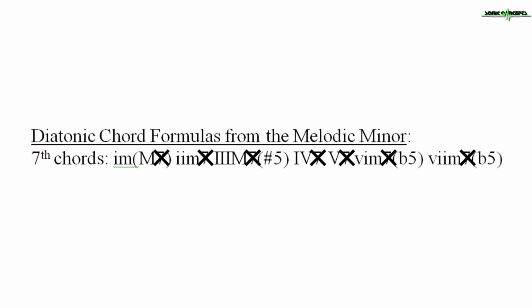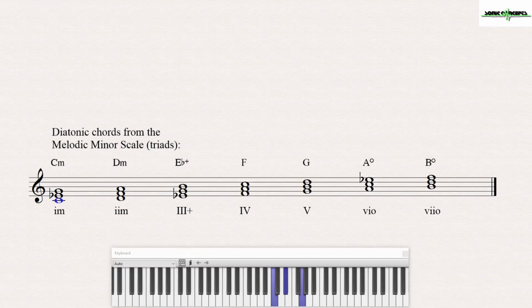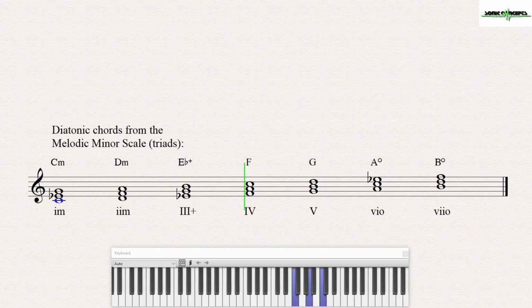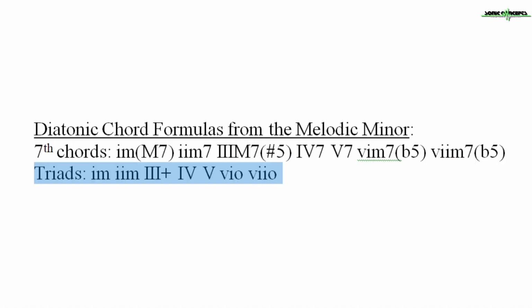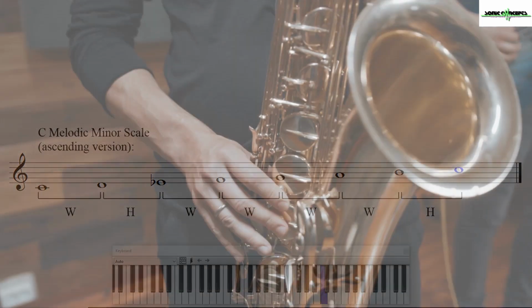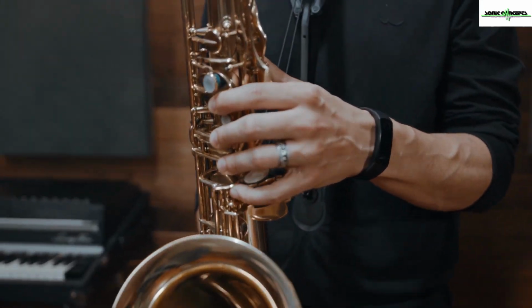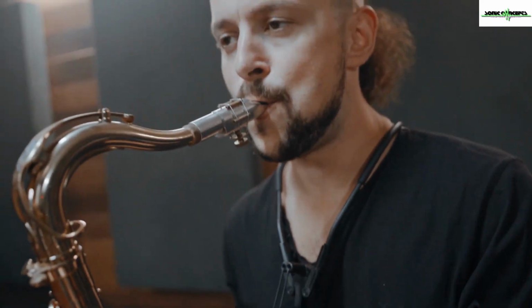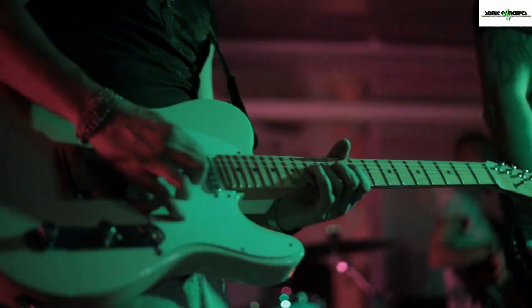If we remove the seventh from each of these chords, we get these triads. And this is the diatonic chord formula for triads from the melodic minor scale. This scale is now primarily used by jazz players and is very useful, as we'll see when we discuss improvisation later. The melodic minor scale is rarely used in commercial music genres.